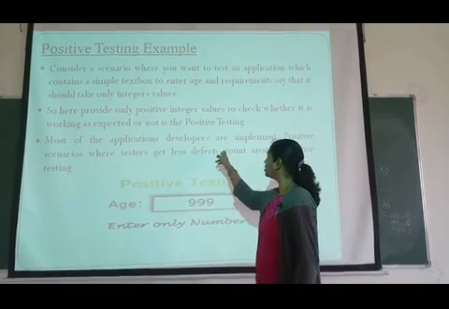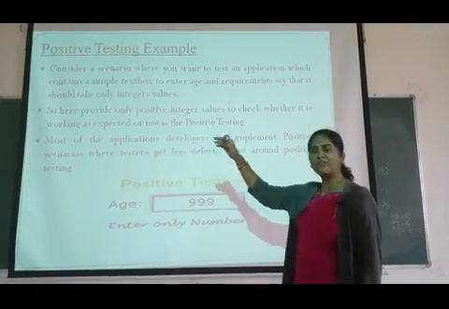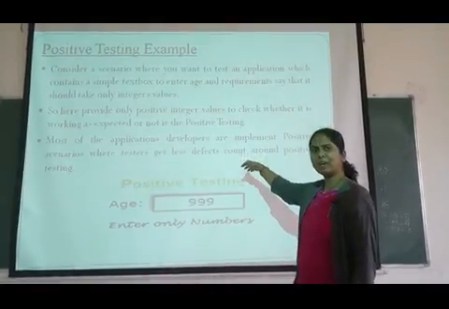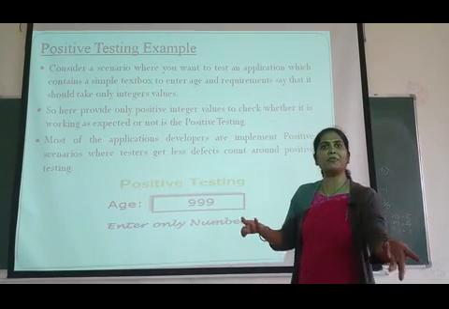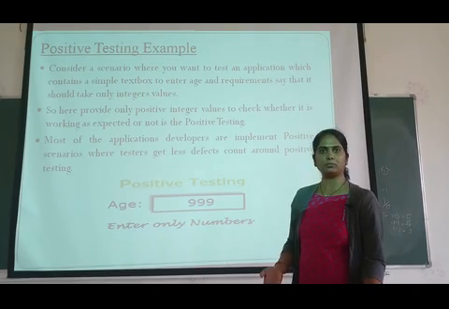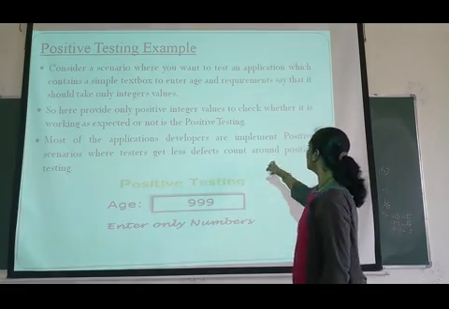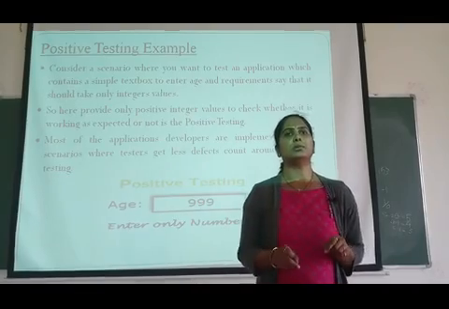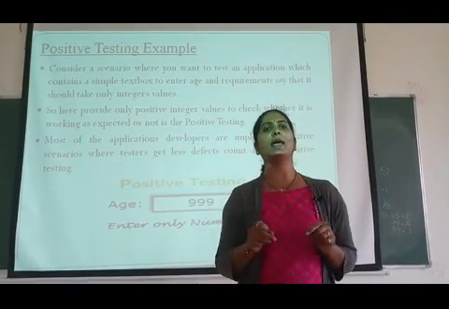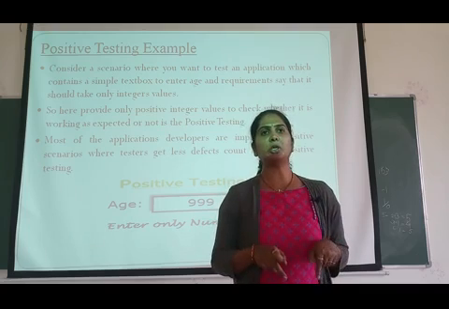Most application developers implement the positive scenarios, where the tester gets a lower defect count. Why? Because we are thinking in a positive way, where defects are not going to occur, since we have developed it around positive testing. So this is the positive testing scenario and an example of it.